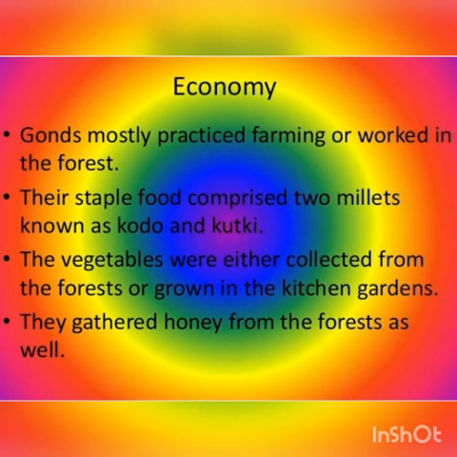Gonds mostly practiced farming or worked in the forest. Their staple food comprised 2 millets, known as khado and chutki. The vegetables were either collected from the forest or grown in the kitchen gardens. They gathered honey from the forest as well.